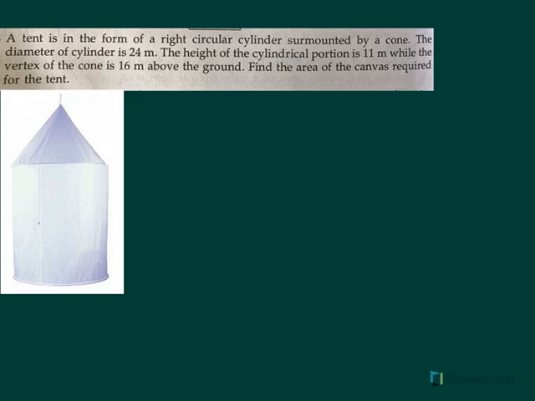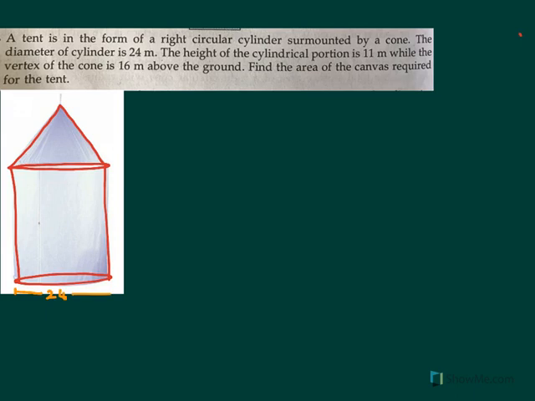A tent is in the form of a circular cylinder surmounted by a cone. So here we have the circular cylinder. This is the cylinder surmounted by a cone. So this is the cone. The diameter of the cylinder is 24 meters. So this is the diameter of the cylinder from here to here, 24.